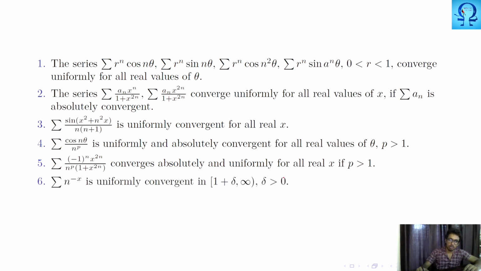Here, if you notice, it is the summation of 1 upon n to the power x. They are saying that it is uniformly convergent in this interval. This is comparable with 1 upon n to the power p, and for p greater than 1 it is convergent. With that idea, we come to the conclusion that it will be uniformly convergent in this interval.